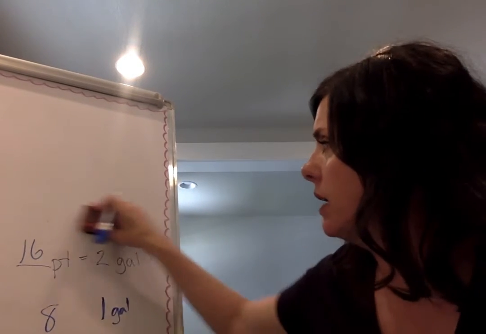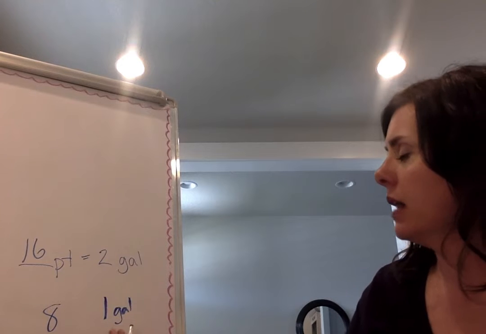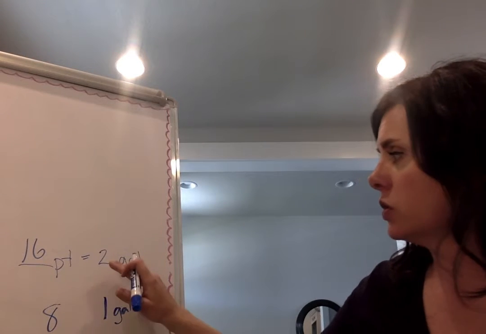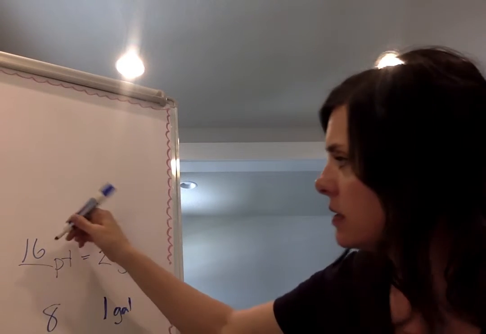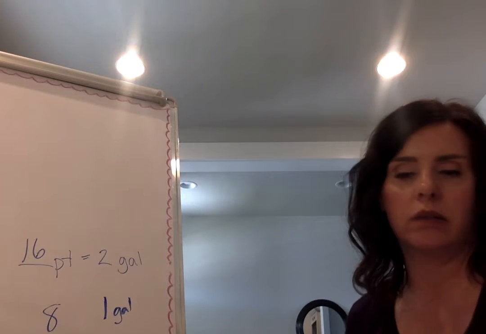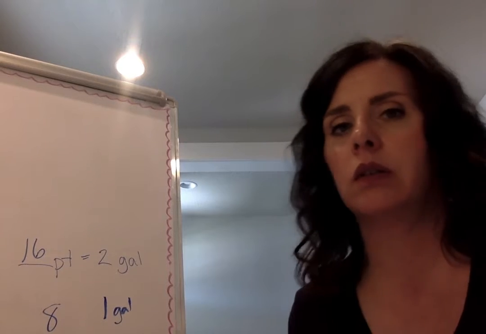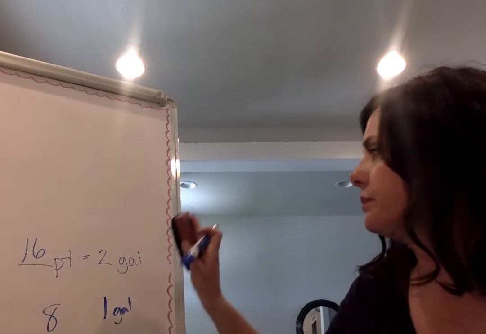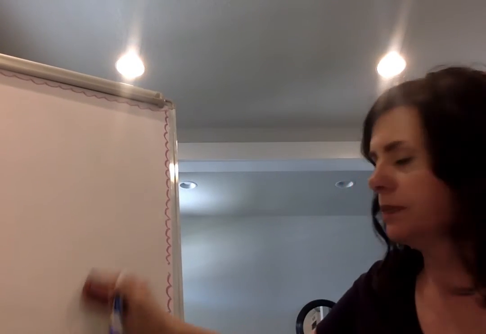But I know that's right, because in 1 gallon, there's 8 pints, so 2 gallons would be 16 pints. Maybe it's because that's my first one, not my second. Kind of looking at it backwards. Okay. Let's look at the next one.